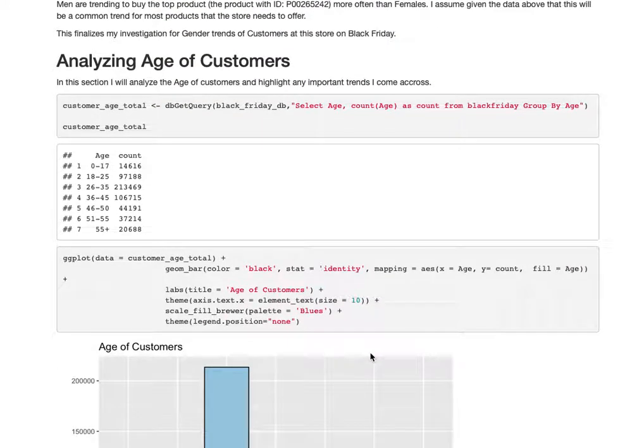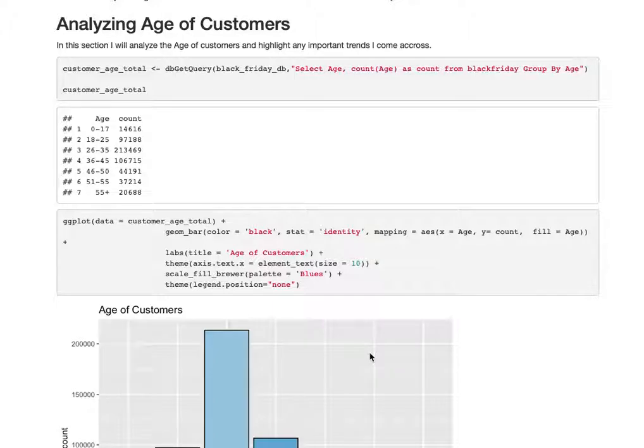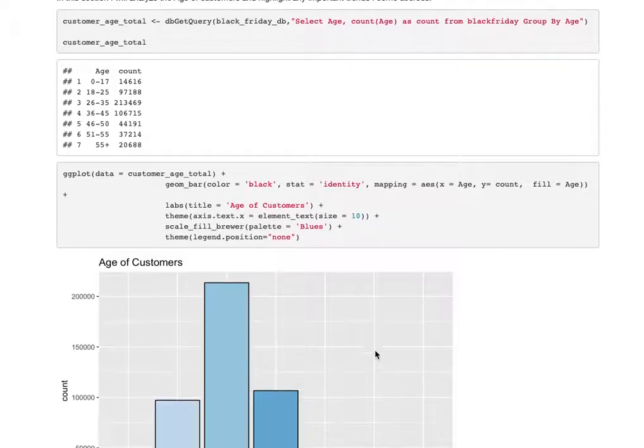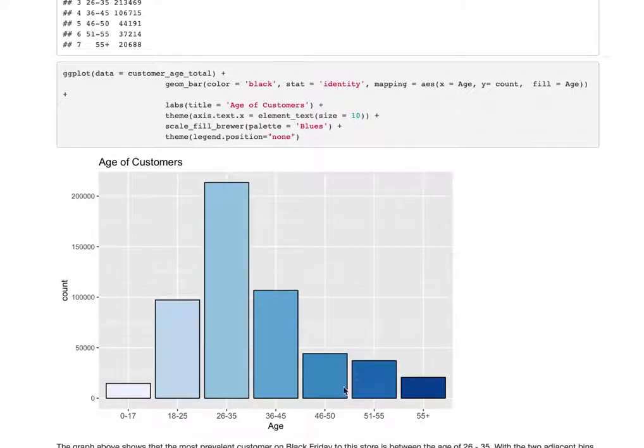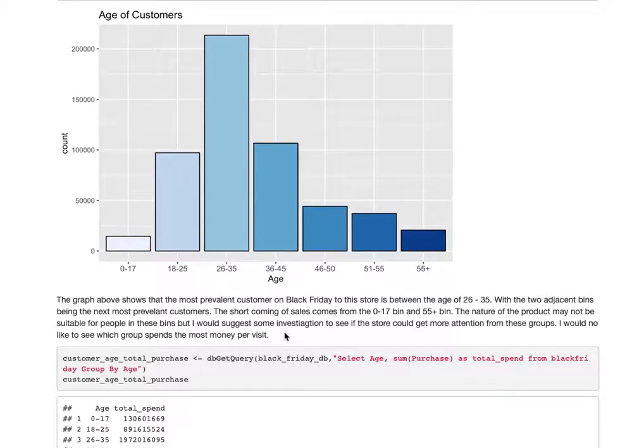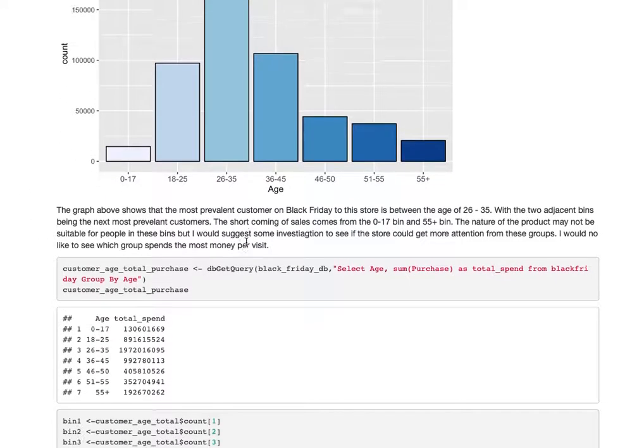So the next one that I analyzed was age. I wanted to see who was the most frequent customer to the store on Black Friday. The most frequent customer was a customer between the ranges of 26 and 35 years old, with 0 through 17 and 55 plus being the least frequent customer for Black Friday transactions. I think that's important for them to know.